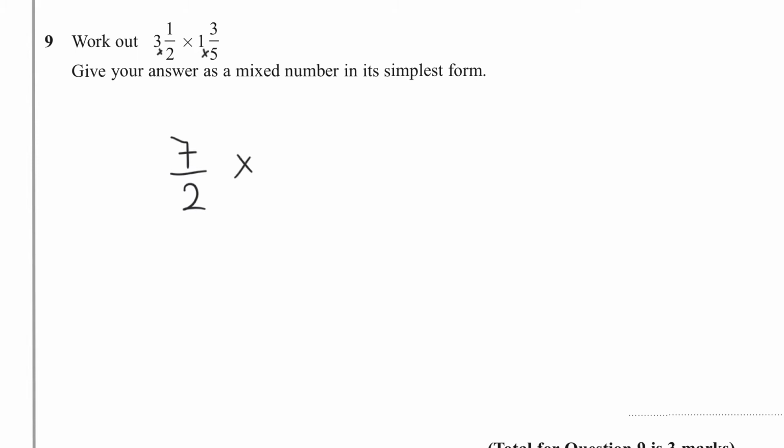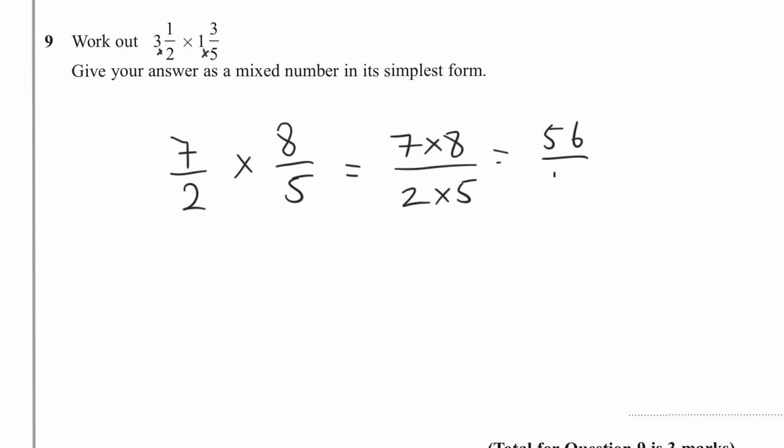And the same thing on the other side, so 1 times 5, which is 5, plus the 3, which is 8, and then over 5. When it comes to multiplying fractions, you multiply the numerators together and you multiply the denominators together. So you'd end up with 56 over 10.